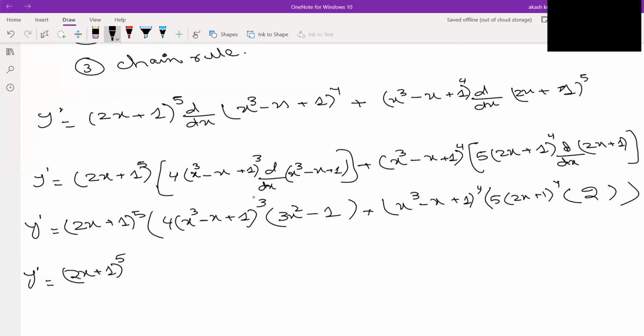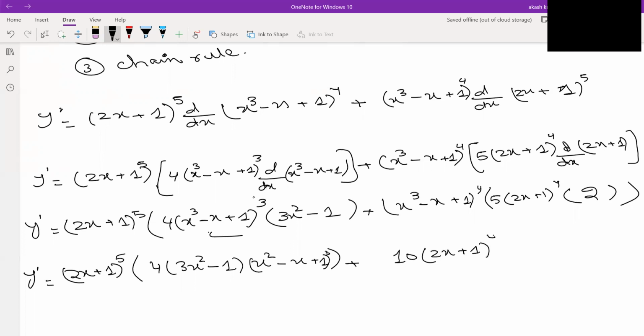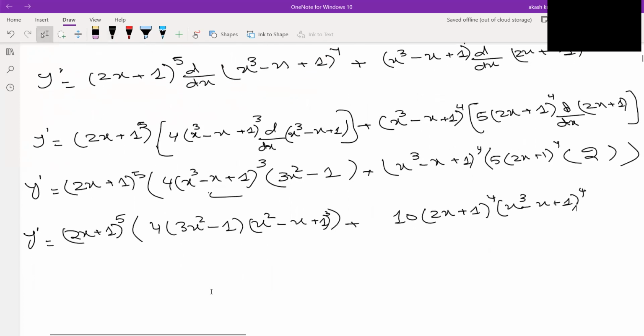x plus 1 power 5. 4 times (3x square minus 1) times (x cube minus x plus 1) whole power 2. I just interchanged this function with this function. That doesn't matter. Plus sign, and multiplying 2 with 5 will be 10. (2x plus 1) power 4 times (x cube minus x plus 1) power 5. Is it clear?